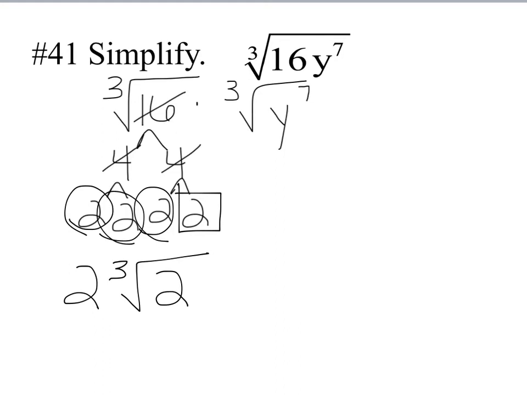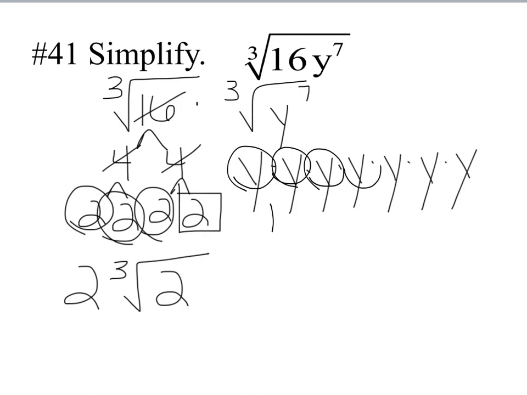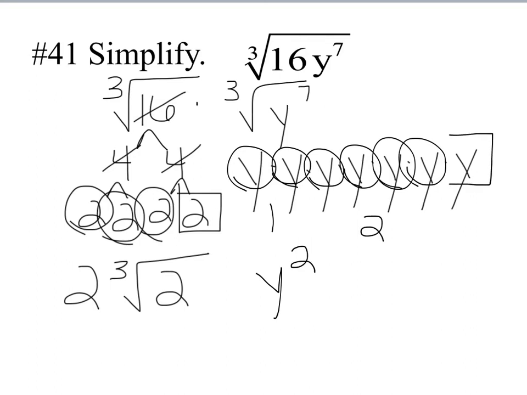And then I need to deal with this cube root of y to the 7th. Now you can look at it one of 2 ways. You can either write 7 y's, okay, and then count how many. You need 3 still in order to bring 1 out front. So I've got 1, 2, 3. That's 1 y I can bring out front. And then 1, 2, 3. That's 2 y's I can bring out front. So I'm going to bring 2 y's out front, which is y times y, which is y squared. And I'm going to put a box around what's left, which is what's going to go under my radical, which is just the cube root of y.